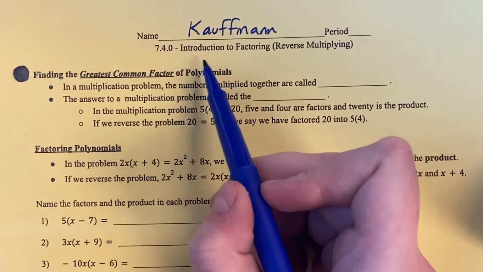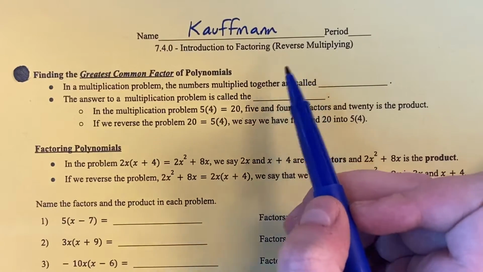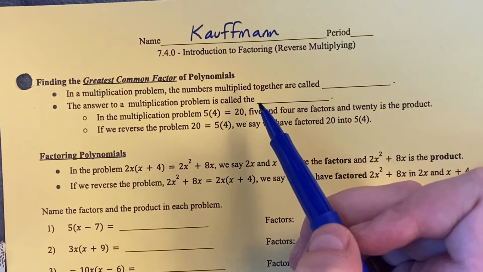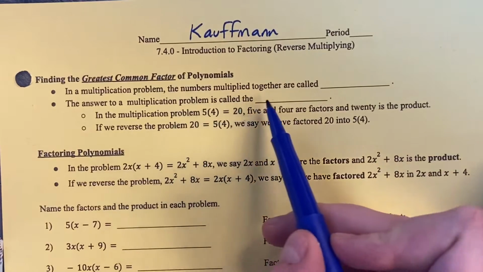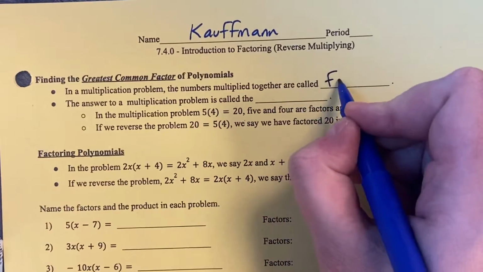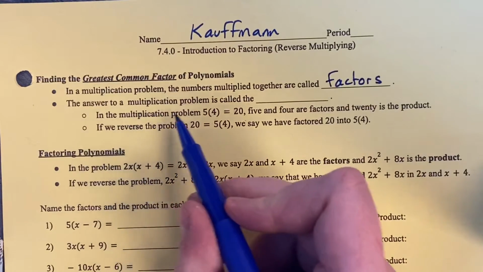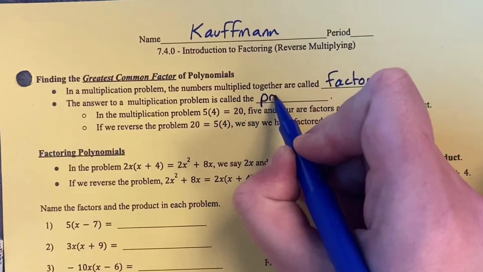7.4.0, the introduction to factoring, which is reverse multiplying. We are going to be finding the greatest common factor of polynomials. In a multiplication problem, the numbers multiplied together are called factors. The answer to a multiplication problem is called the product.